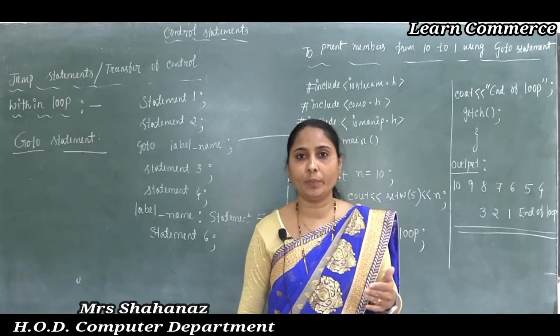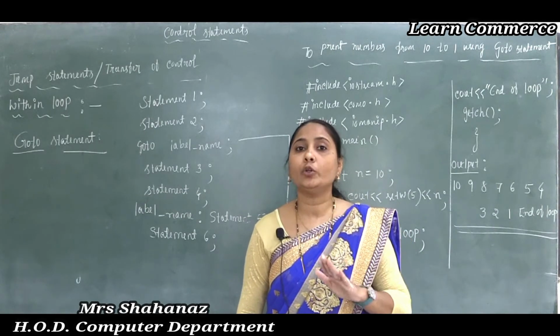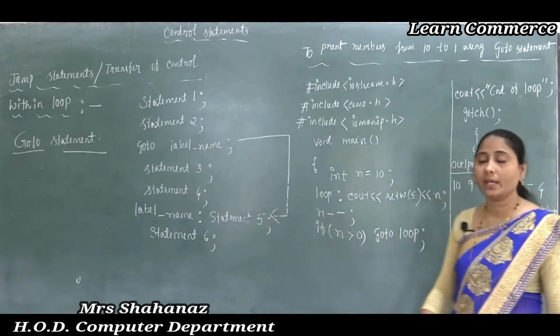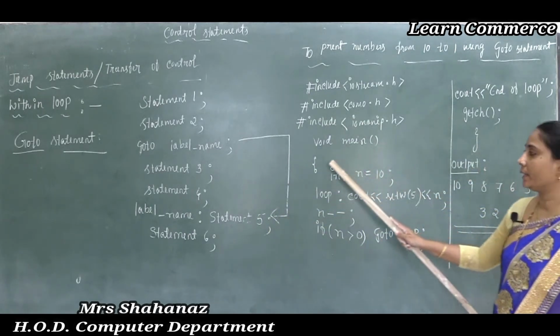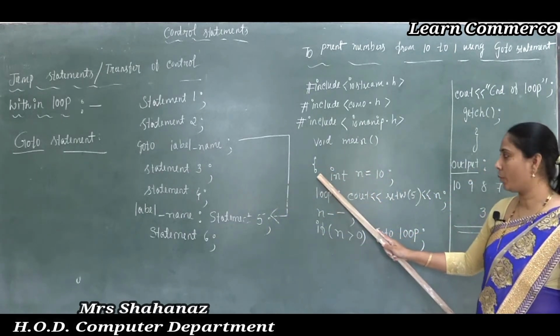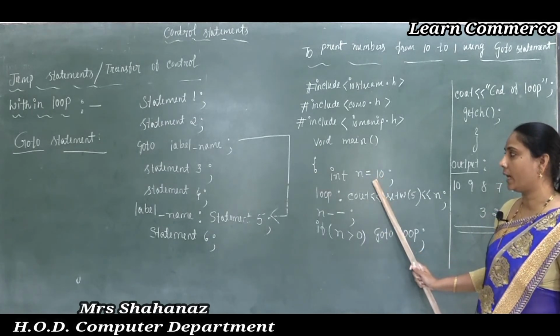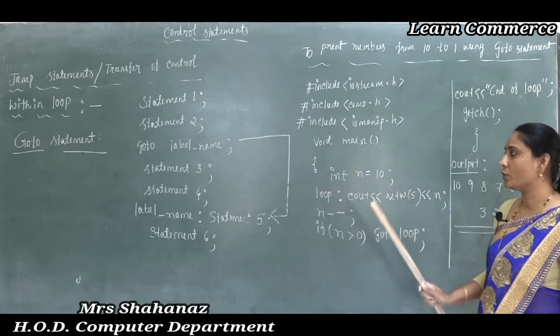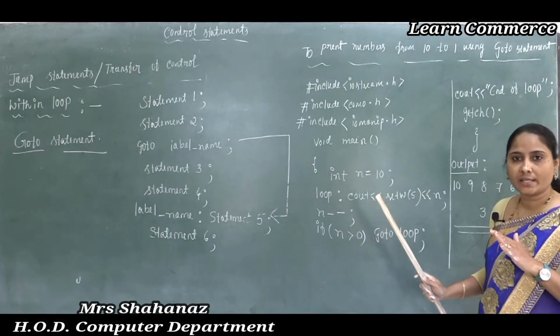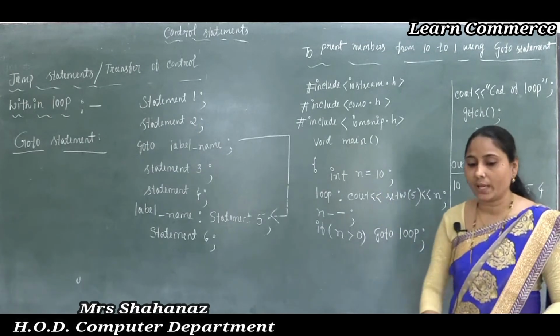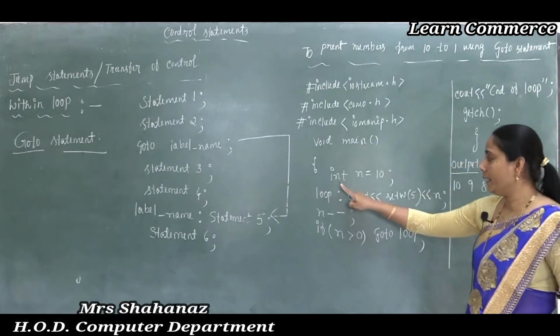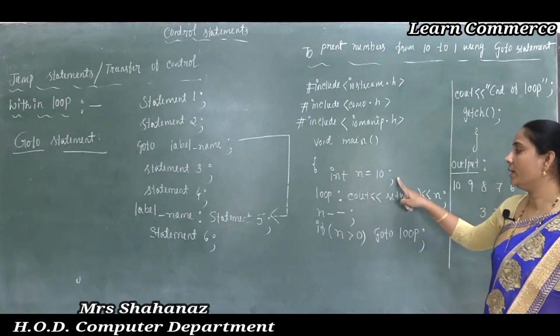And the main should be written in lowercase letters, and should not be terminated by a semicolon. Next, the opening of the flower bracket. Now what variables are there? If you want to declare or initialize a variable, you can initialize it. So here we can say int n = 10 semicolon.